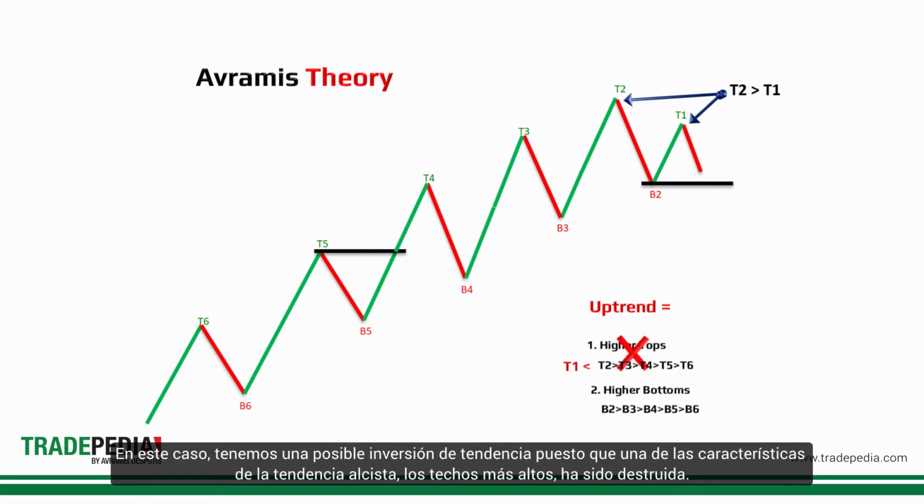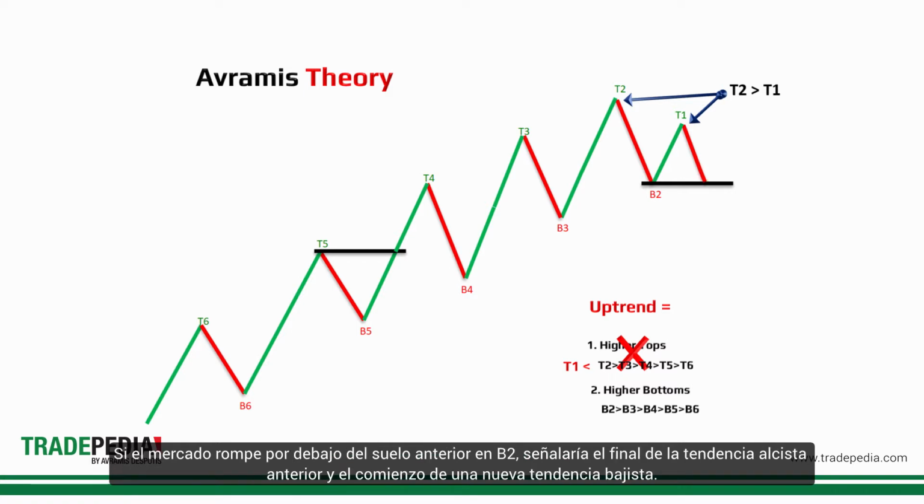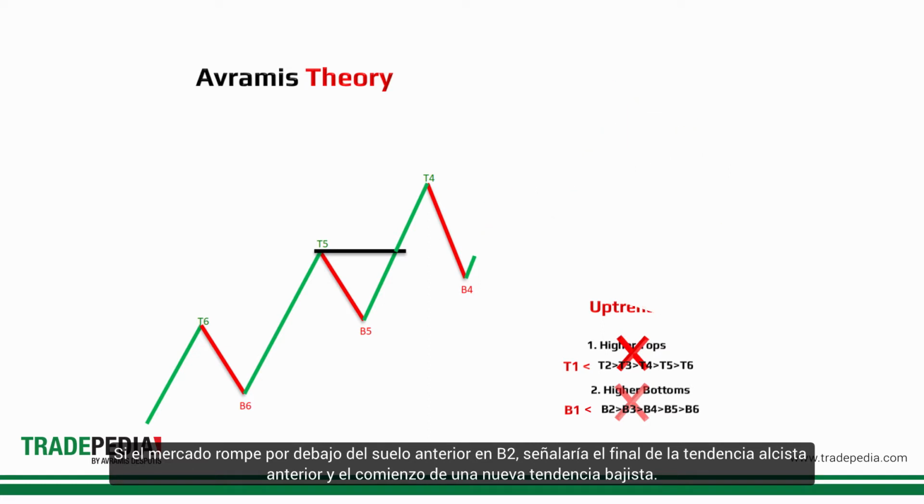In this case, we have a possible trend reversal since one of the characteristics of the uptrend, the higher tops, has now been destroyed. Now, if the market is to break below the previous bottom at B2, that will signal the end of the previous uptrend and the beginning of a new downtrend.